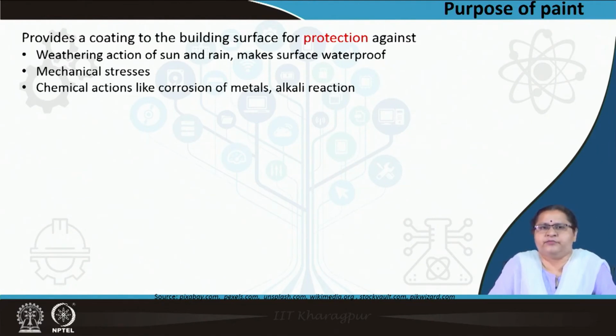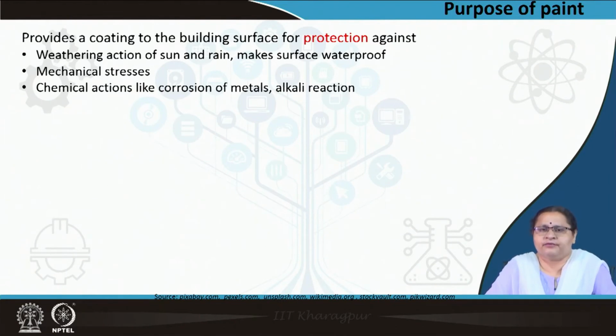So you need an impervious layer. Mechanical stresses, heat. Within the changes, thermal changes, the paint should be elastic enough to take care of such thermal changes. So these mechanical stresses are to be taken care of. Chemical actions, one is corrosion, other is some alkaline medium, acid fumes.